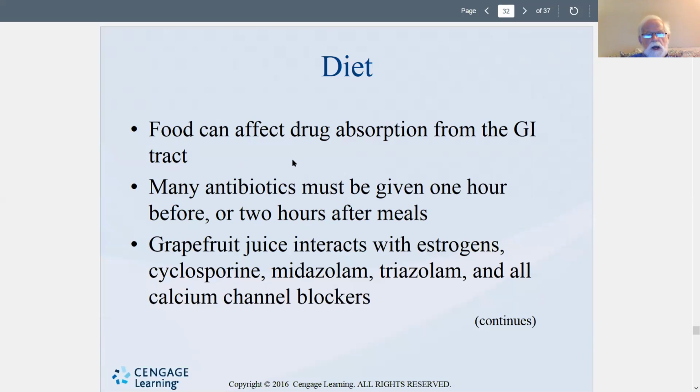A lot of antibiotics are supposed to be given an hour before or 2 hours after meals because they need to be on an empty stomach. Others need to be on a full stomach. We look here and see all sorts of things. Grapefruit juice interacts with all manner of drugs because it affects a major section of the P450 system.